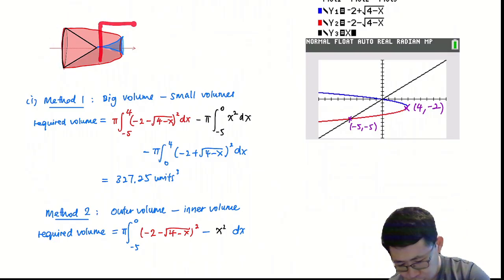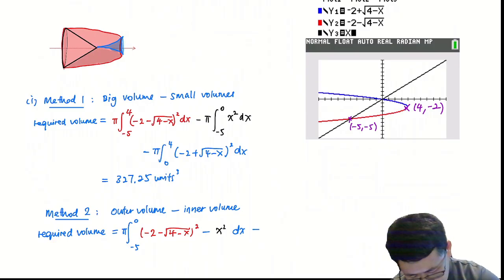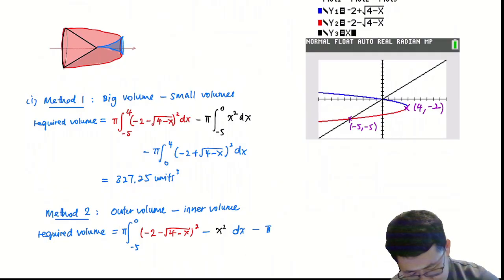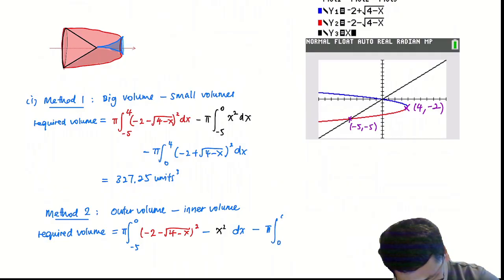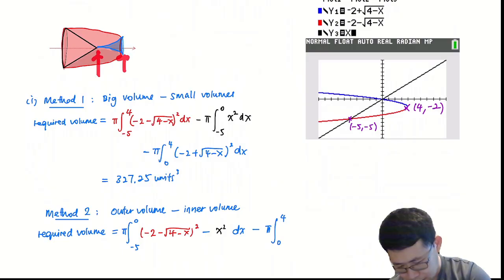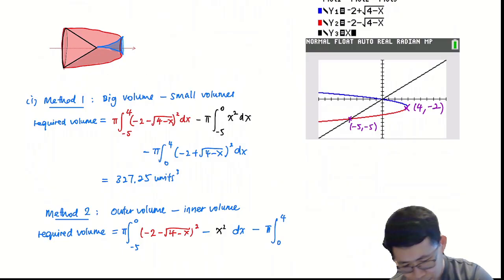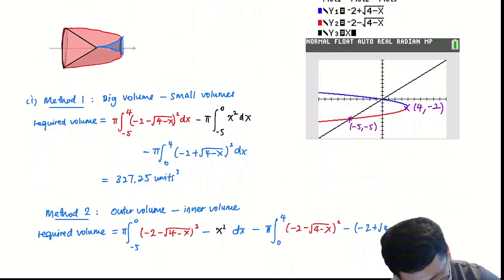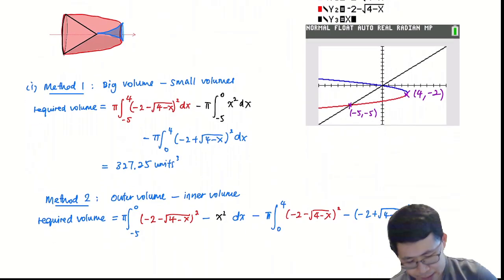Then the other section over here would be the red color volume, so minus pi. So this is the first bracket. The second one, minus pi from 0 to 4, from x equals 0 to x equals 4, of the red color volume, which is this one over here, minus away the blue color volume, which is here. The volume on the outside minus the volume on the inside, dx.